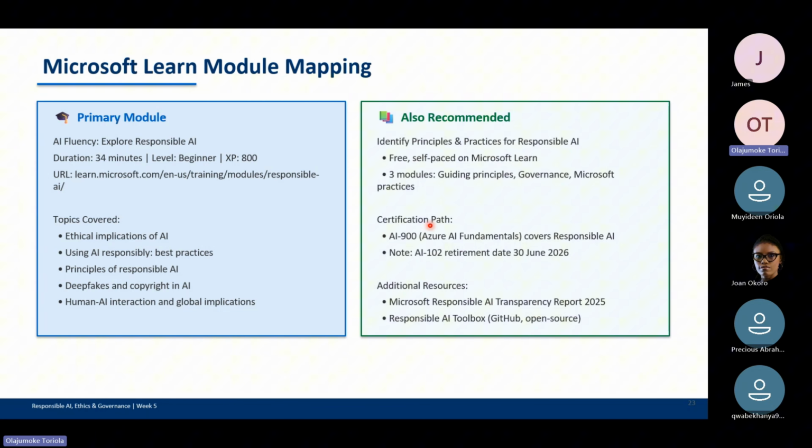And then these are Microsoft Learn module mappings that you can use. You can use AI Fluency and Explore Responsible AI, with the duration listed here. They're all Learn modules, such as identity principles and practice for responsible AI. You also have AI-900, and all of these are what you can use. The topics covered here include the ethical application of AI and all of that.